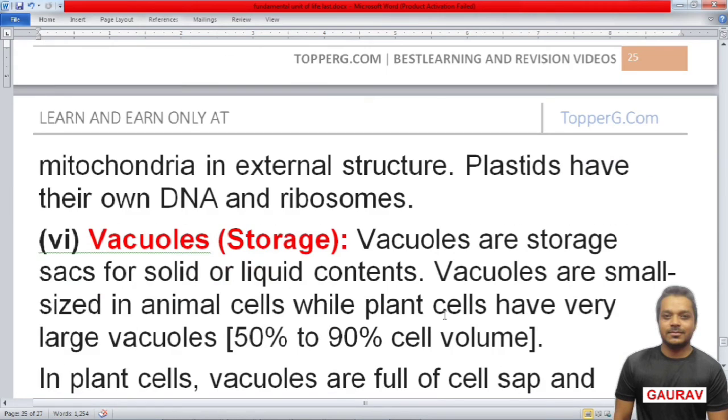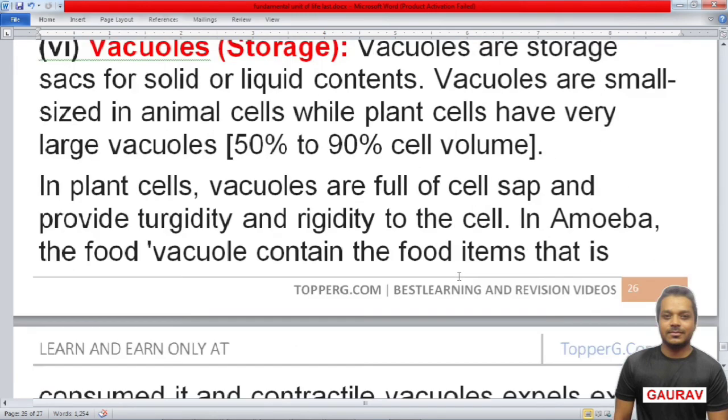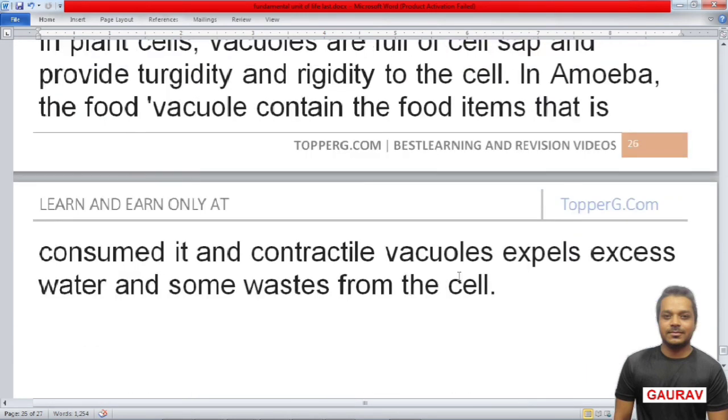Vacuoles, storage. Vacuoles are storage sacs for solid or liquid contents. Vacuoles are small in animal cells, while plant cells have very large vacuoles, 50% to 90% of cell volume. In plant cells, vacuoles are full of cell sap and provide turgidity and rigidity to the cell. In amoeba, the food vacuole contains the food item that is consumed and contractile vacuoles expel excess water and some waste from the cell.